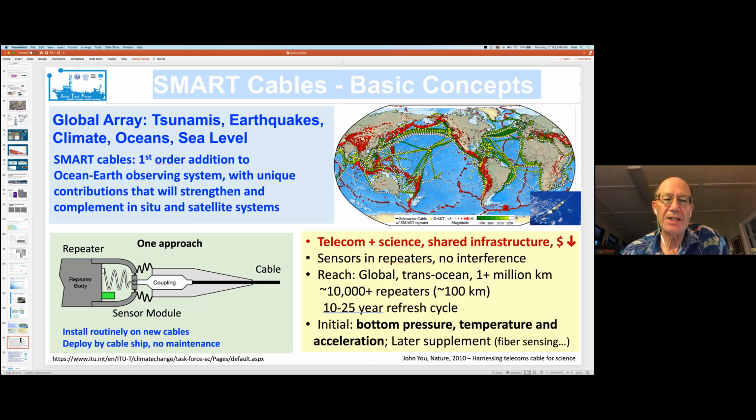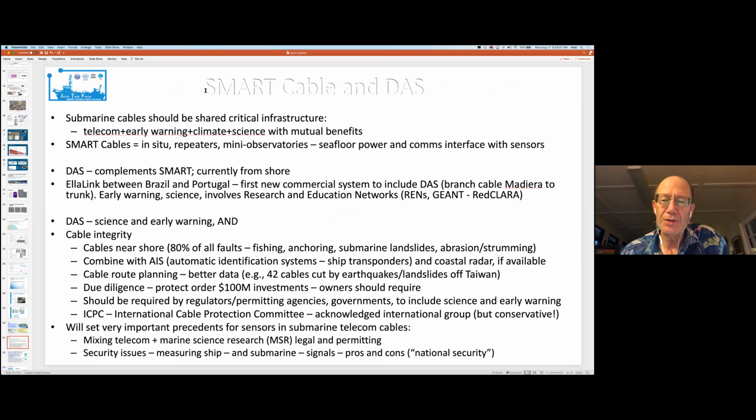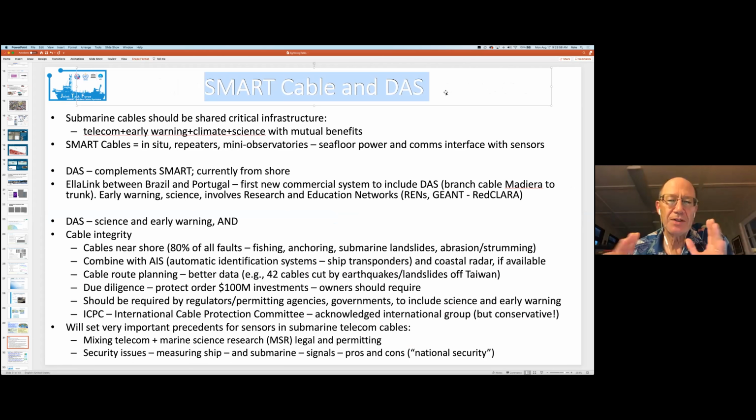The basic idea is to share the infrastructure to reduce cost for the science component. I want to emphasize that this particular project, Smart Cables, is for in situ sensors in the repeaters to form mini observatories. Basically, it's a seafloor power and communication interface in general.